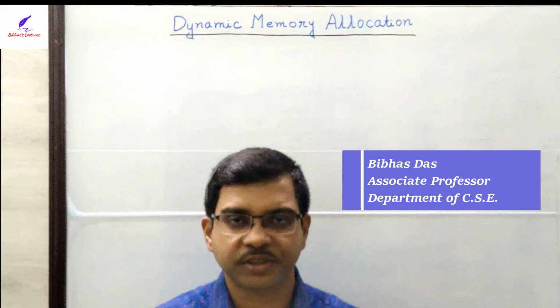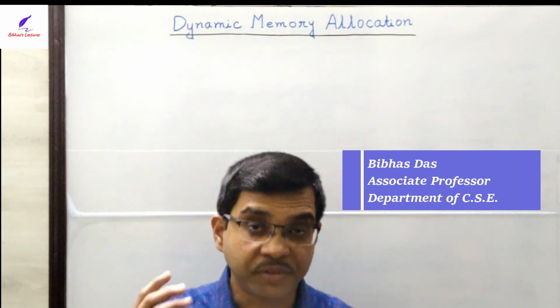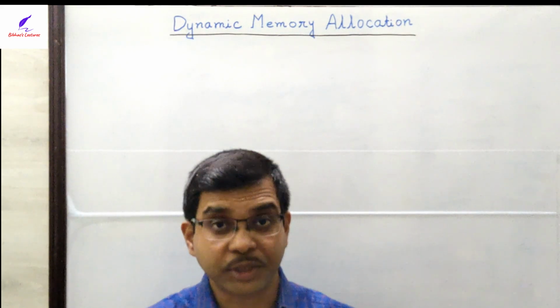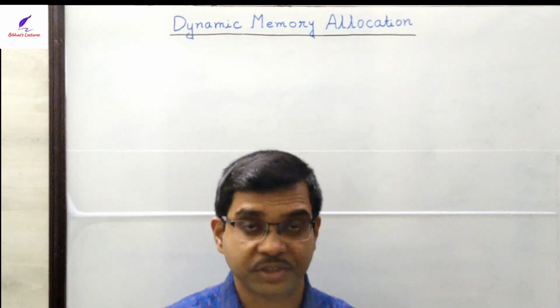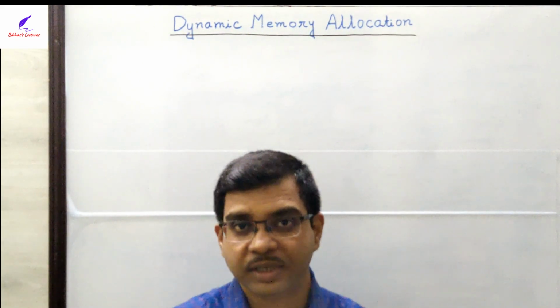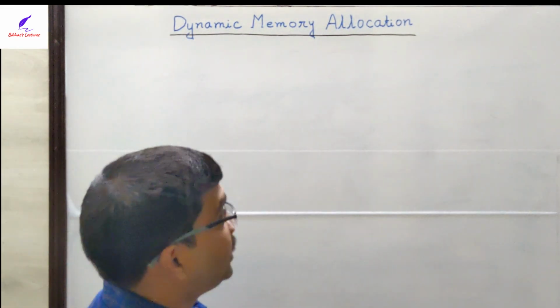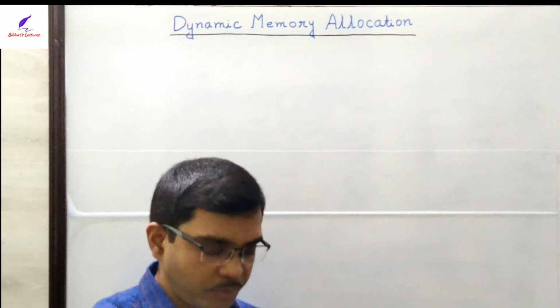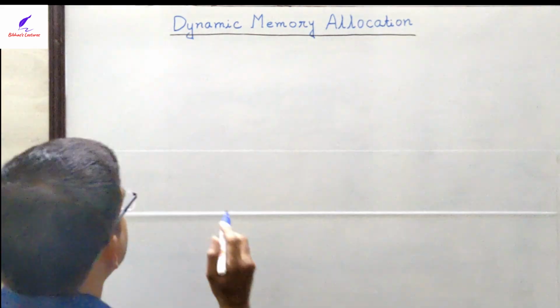In the series of data structures and algorithms, in my previous video I discussed the concept of structure in C language. That was a very important prerequisite in data structures. Today we are going to discuss another important prerequisite, and the topic for the day is dynamic memory allocation. Before discussing this topic, let's have a look at the board.